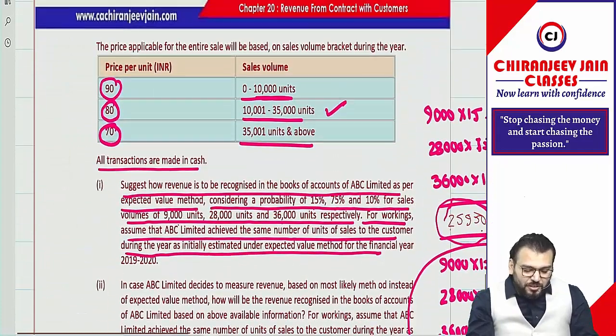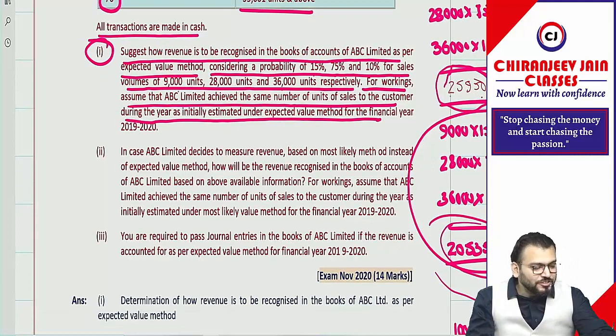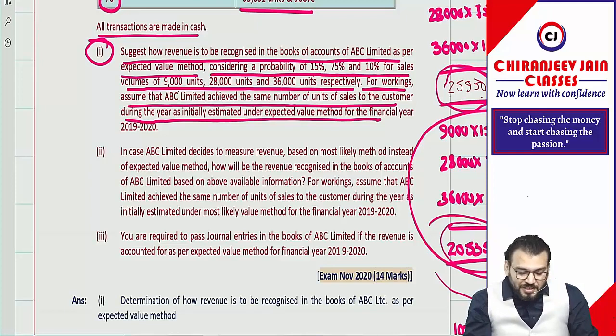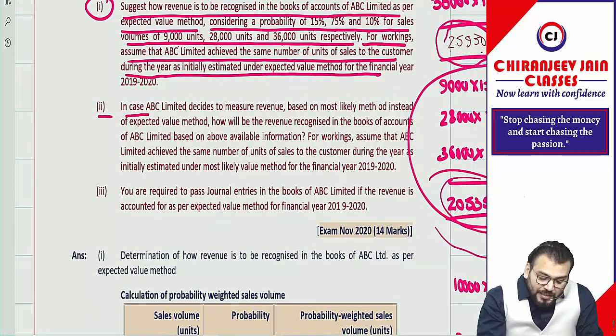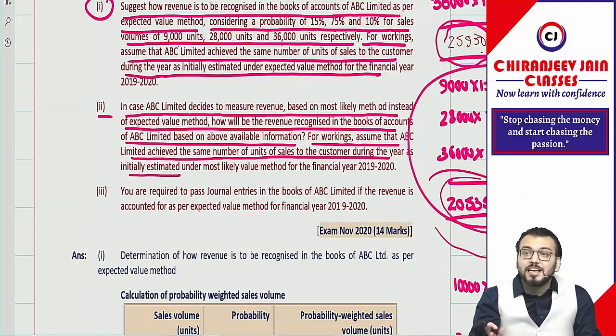I think whatever I wanted to explain first, I have explained. Now of course you can follow whatever you want, because this is the suggested solution. Then point number 2: in case ABC Limited decided to measure revenue based on the most likely method instead of the expected value method, how will revenue be recognized in the books of account of ABC Limited based on the above available information? For working, assume that ABC Limited achieved the same number of units of sales to the customer during the year as initially estimated. Now they are saying use the most likely method.